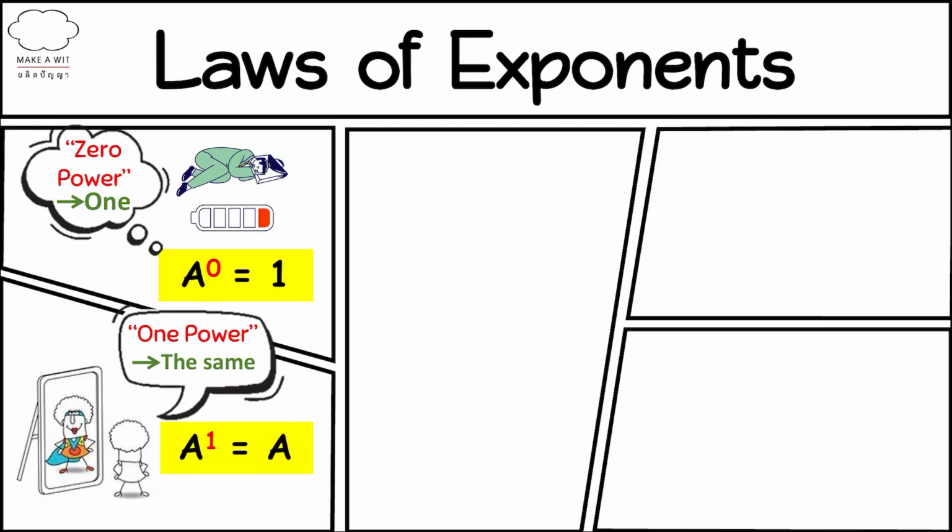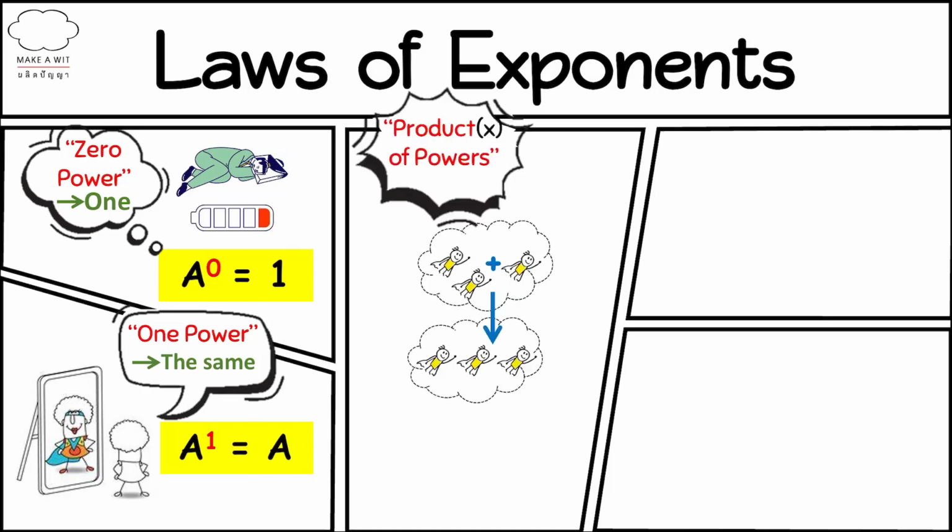Very good. Equals a. Now, next, products of powers. So products mean times. Very good. So let's see. It's actually plus. You use plus with the power. See, a to the power of m times a to the power of n equals a to the power of m plus n. Okay, you plus all the powers together. This is the product of power.